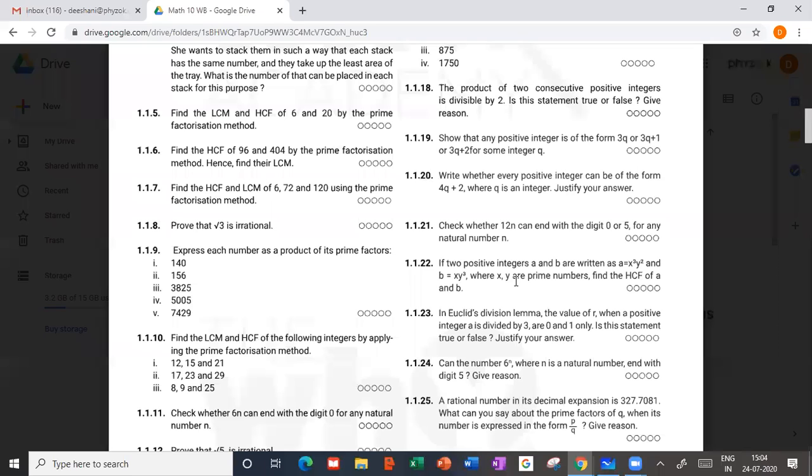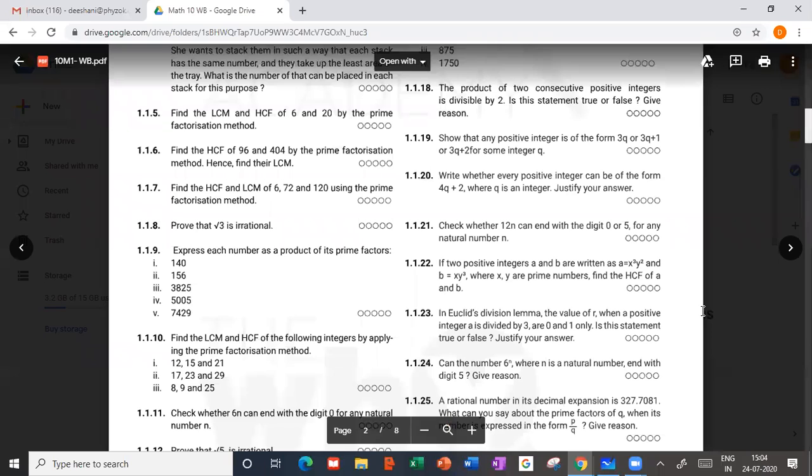Yeah, this seems easy. Okay, the 22nd one. If two positive integers a and b are written as a as x cube y square and b as x y cube, where x and y are prime numbers, find the HCF of a and b. So, how will you do it?